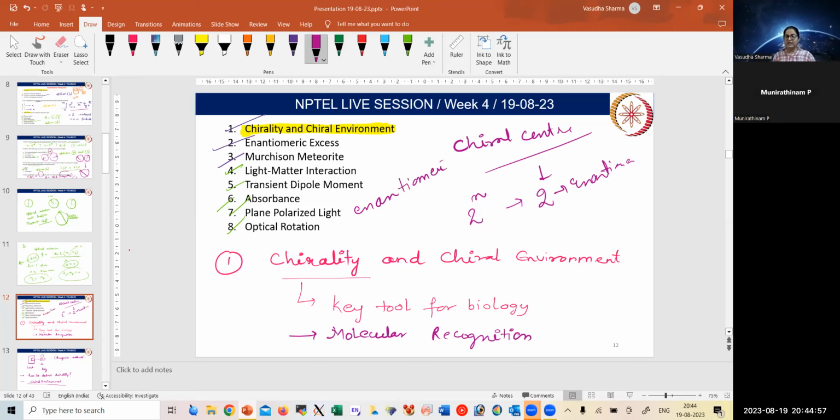So if any among the two enantiomers, if one is more compared to the other one, then there will be an enantiomeric axis, and therefore we call it a chiral environment. So that is what we explained.